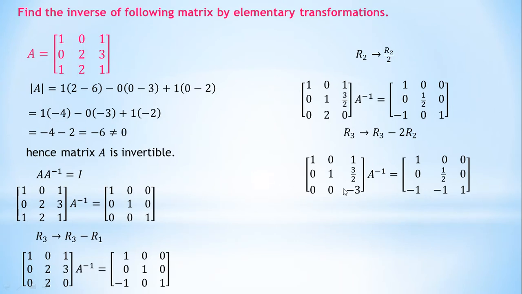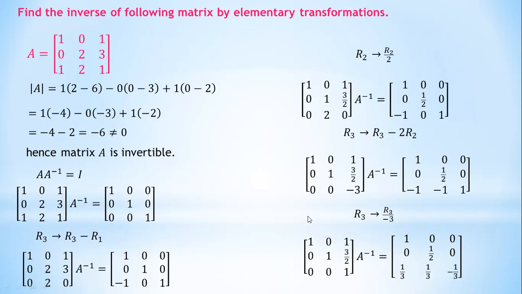Now after this procedure, we require 1 here, in place of -3. So it is convenient to divide row number 3 by -3 so that you will get 1 here. So divide the third row by -3, and hence we get this. That's why we get 1 here. No change in 0 because 0 divided by -3 is 0. So here it is 0, and here you will get 1.